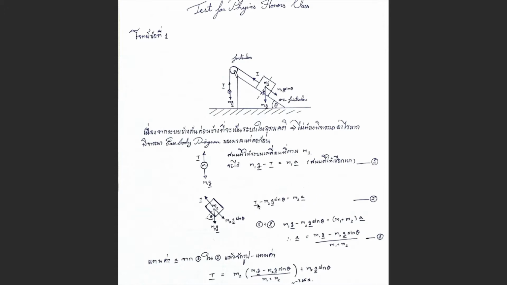Then we set up the equation, because we still believe that the direction of motion is along the string, downward along the string. So T is greater than m2g sine theta, and we apply Newton's second law.